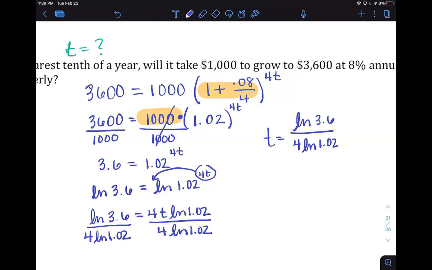And anybody want to take a shot at the number of years to the nearest tenth? So 1 decimal place. 16.2. Does anybody agree? Yep, I agree. 16.2 years.